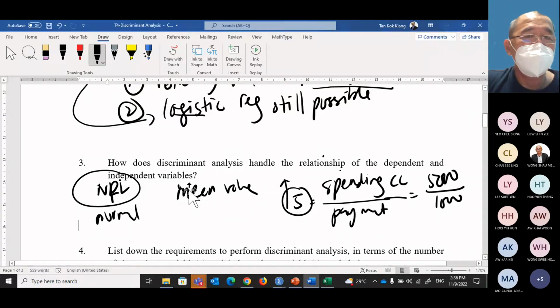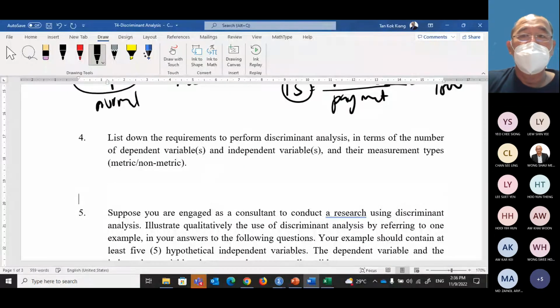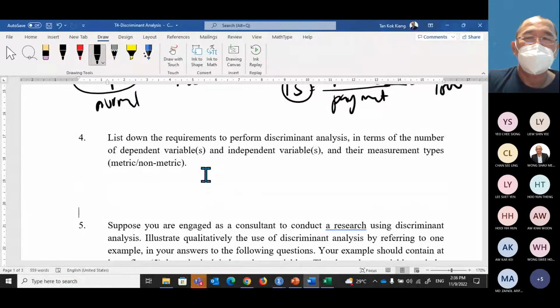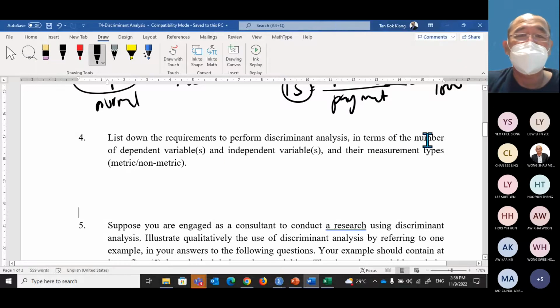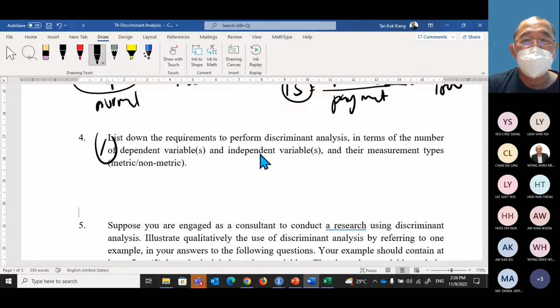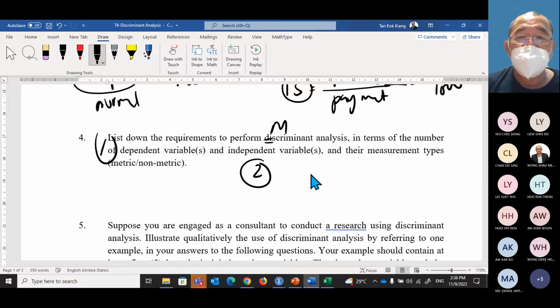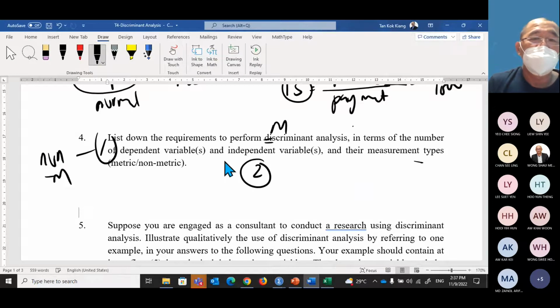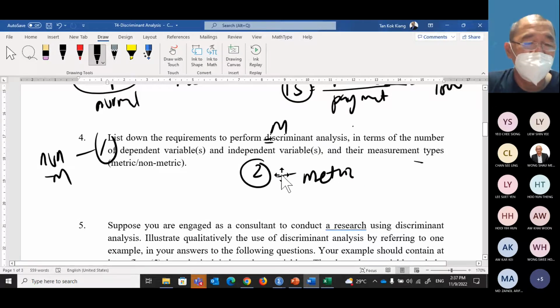So if no problem, now we see the requirements to perform discriminant analysis, in terms of the number of dependent variables. Of course it must be only one. Independent variables must actually be two or more, because we are doing multiple discriminant analysis. As in the measurement slide, the dependent must be non-metric, this is simple. The independent must be metric variables.